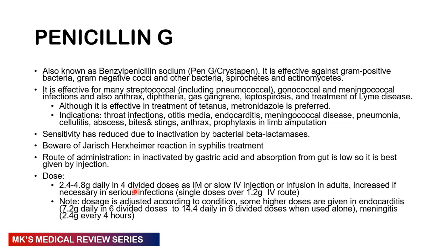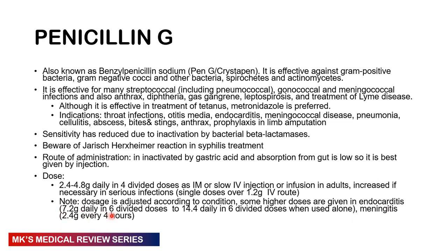So you can give this as an intramuscular injection or a slow IV injection or an infusion in adults. And of course, we can increase in severe infections. And remember, any single dose that's above 1.2 grams must be given as IV only. Then of course, the dose is adjusted according to the condition. You may get some conditions like endocarditis, which warrant very high doses like 7.2 grams per day in 6 divided doses, or up to even 14.4 grams per day in 6 divided doses when you use this drug alone. Or even in meningitis, you can give it at 2.4 grams every 4 hours.